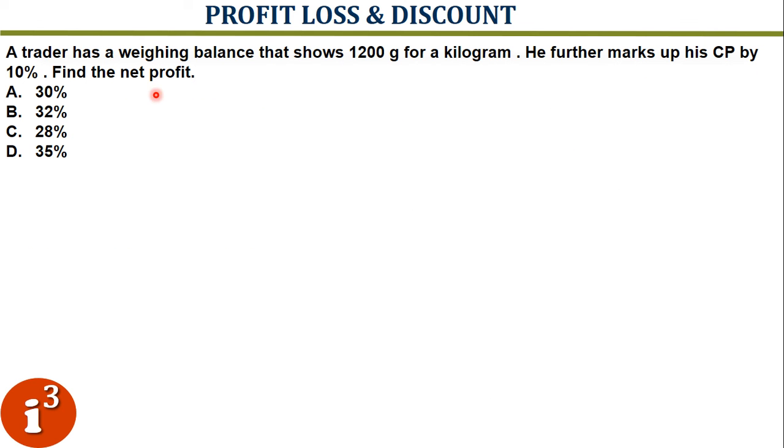So a trader has a weighing balance that shows 1200 gram for a kilogram. This is a basic problem. It means what are the methods by which we can solve this? He further marks up his cost price by 10%. Find the net profit. That is two things he has done. A faulty weight that is showing 1200 gram, means he is giving away actually 1000 gram, but he is claiming it to be 1200 gram. Next, he marks up his cost price by 10%.